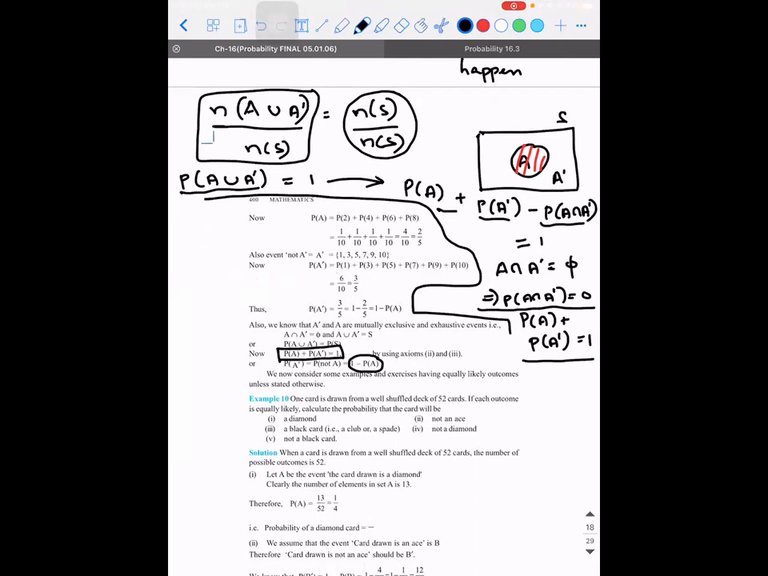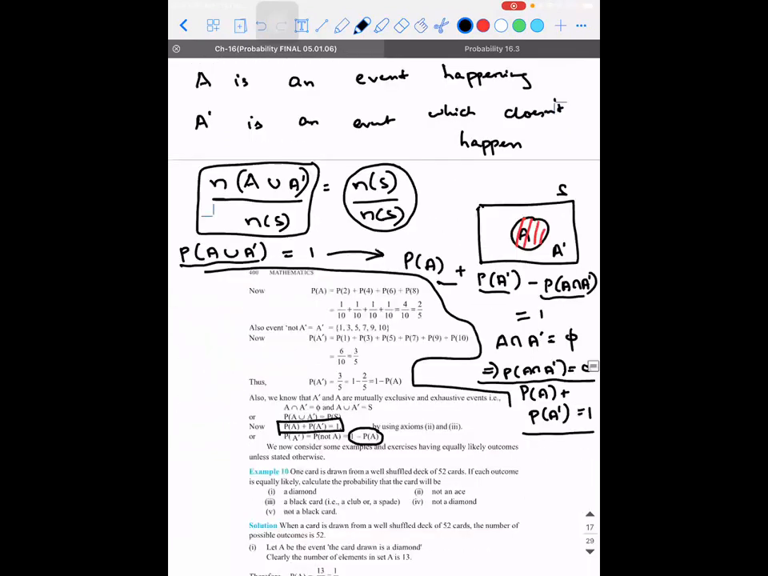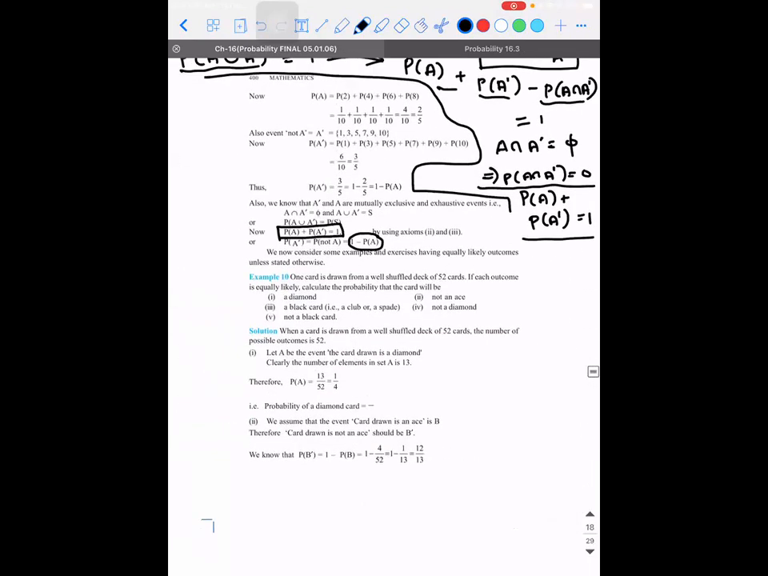Okay, since that is the topic, what is the topic? Probability of an event not A, that is A dash, is always 1 minus probability of A. Clear? Yes, sir. Now, let's see.